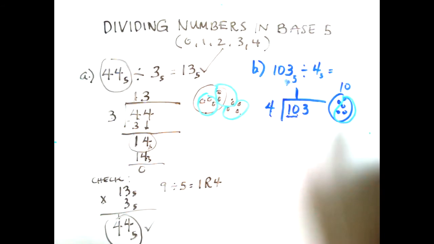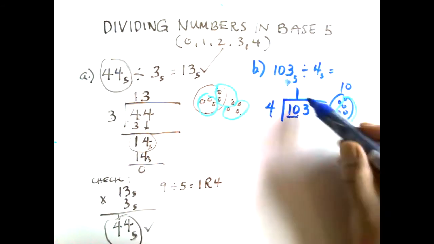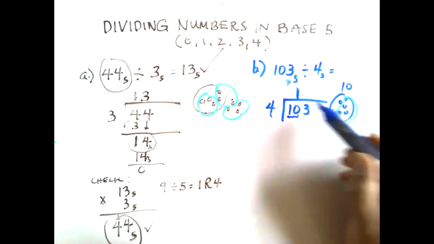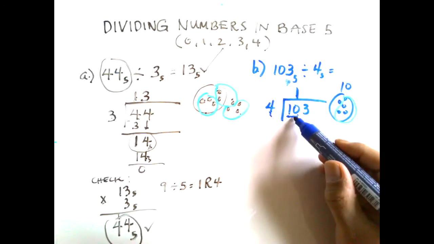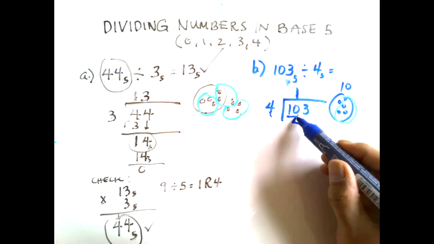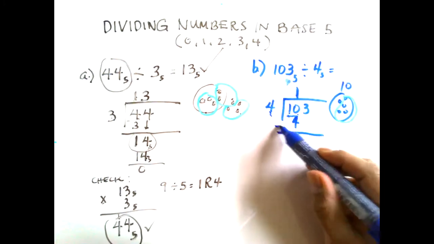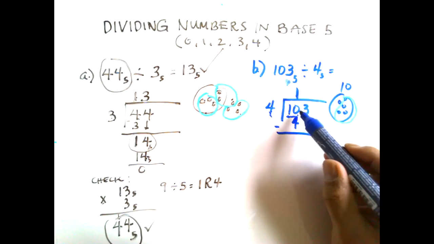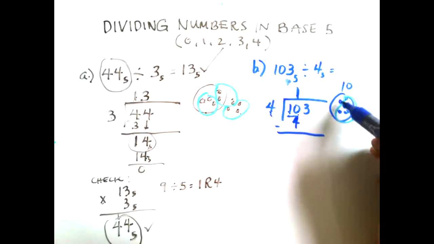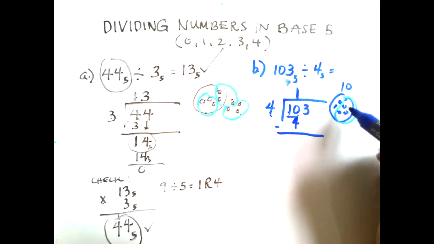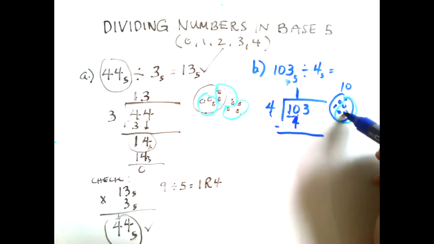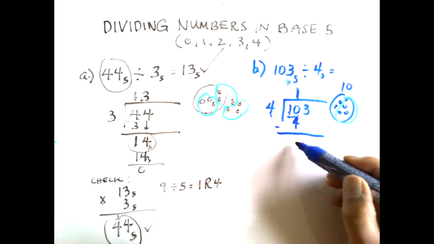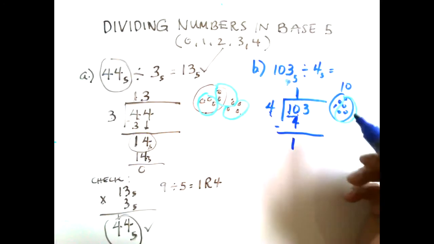So it goes in once. So 1 times 4 is essentially 4. Now, what is 1 0 less 4? You could see it in here. That's the remainder. So 1 0, which is the blue one, less 4: 1, 2, 3, 4. You're left with 1. So your answer is 1 in base 5.